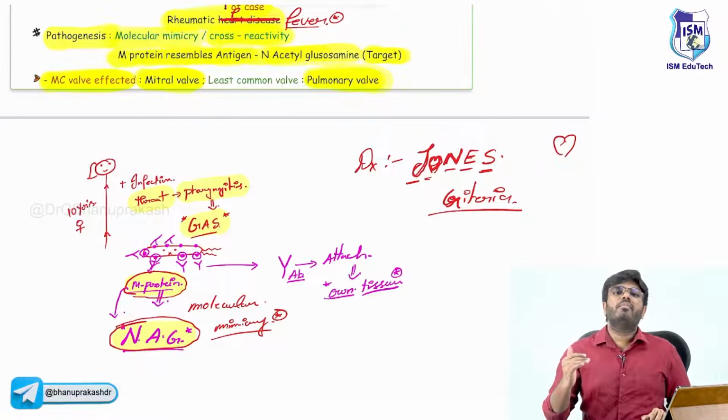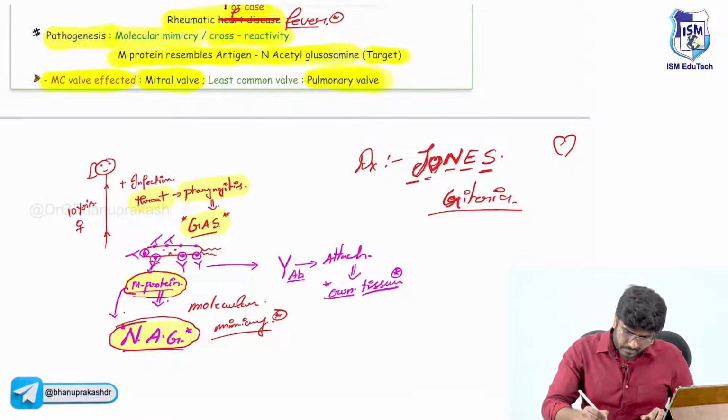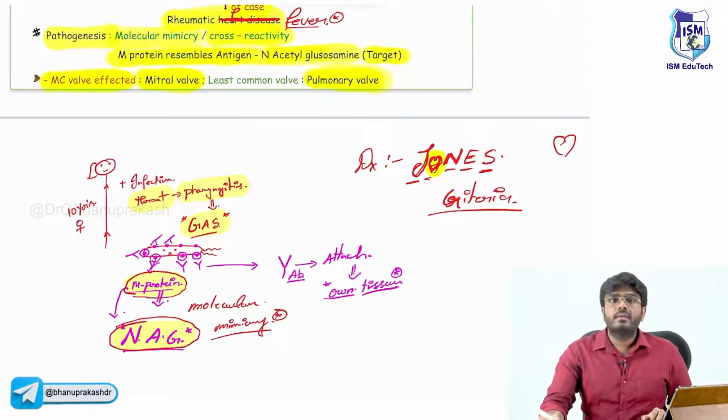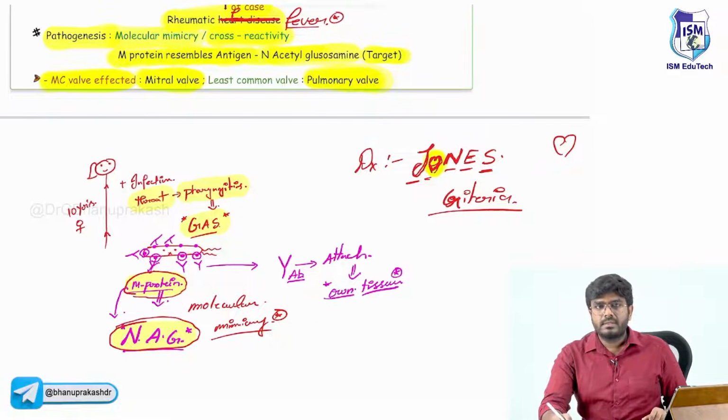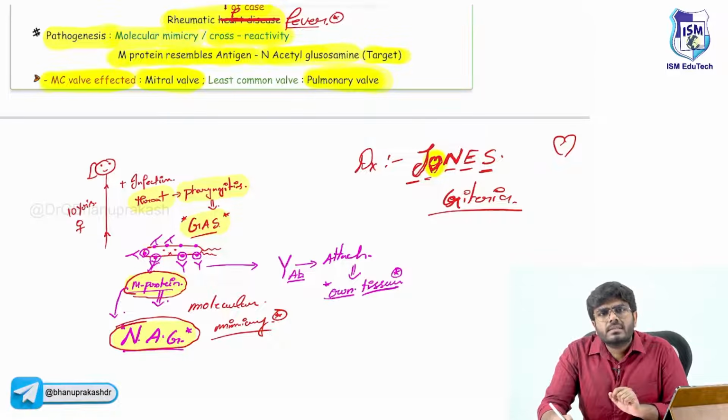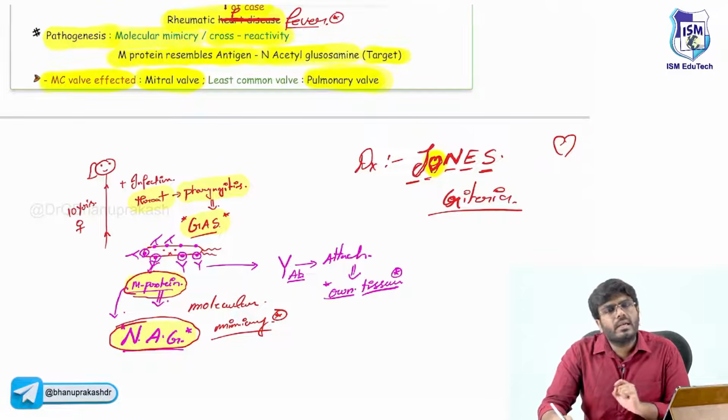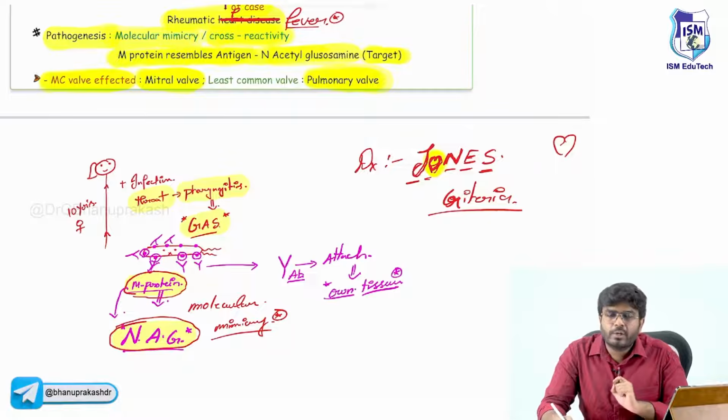Now we will come one by one, sir. The most important thing is heart involvement. So, inflammation of the heart. The antibodies will start to attack the heart, leading to the inflammation, carditis. So, which carditis, sir? Endocarditis, myocarditis, or pericarditis? Which carditis is going to be seen?